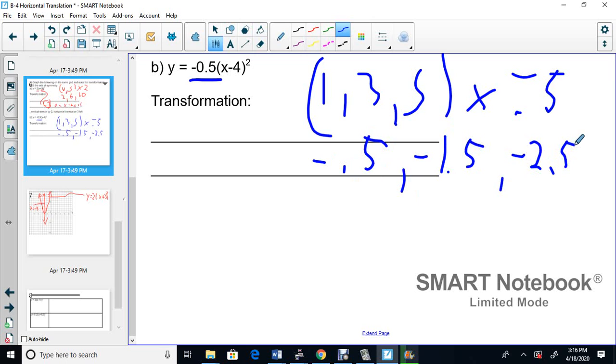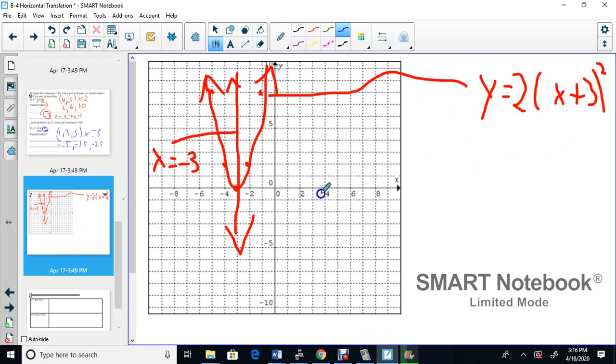Okay. Now our starting point is actually this negative 4, but it's not negative 4. We're going to have to switch the signs of that. We're going to graph it as positive 4. So we're going to put a dot right at positive 4. Okay, that's our vertex. Okay, we're going to go over 1 and down by 0.5.